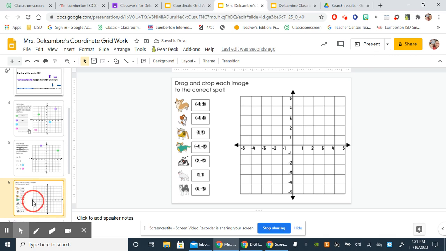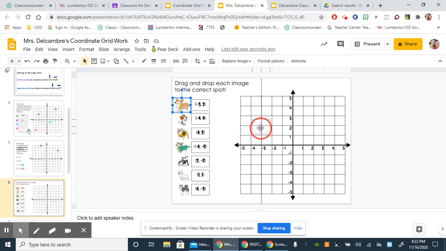Okay. Next one. Oh, this one was my favorite one. You have these little puppy dogs. All right. Drag and drop each image into the correct spot. So -3, -2. So I'm going to come and grab my little corgi. I'm going to start at 0. So I need to go over to -3 and up to +2.